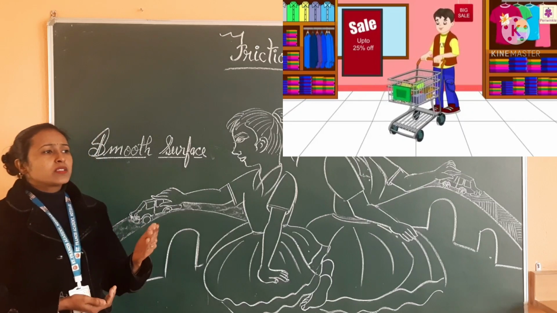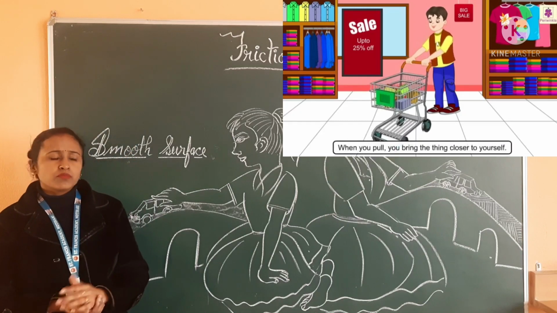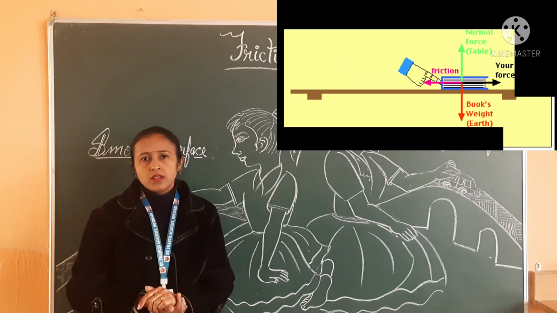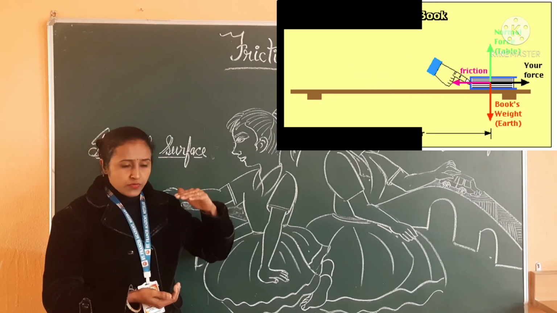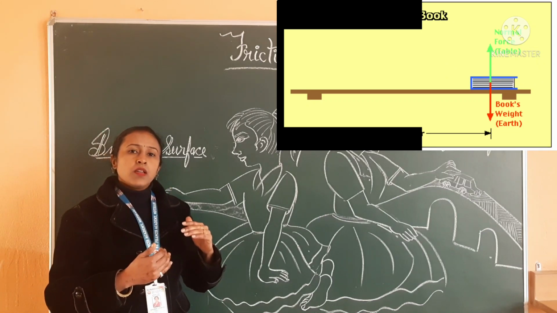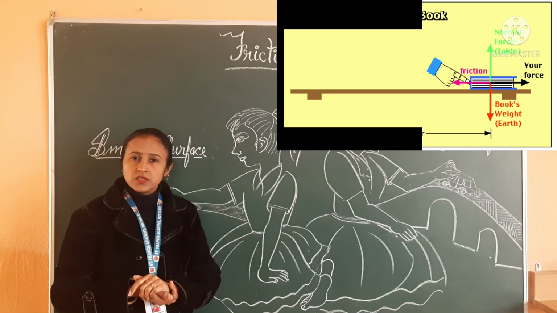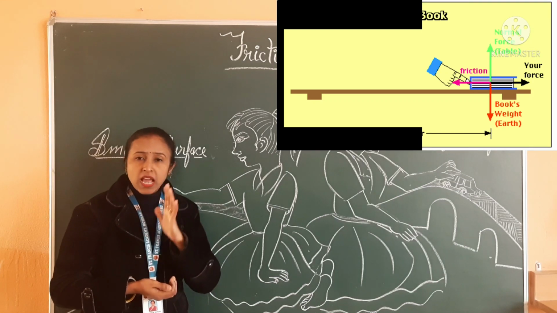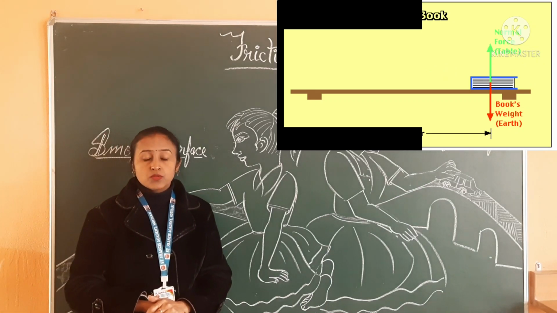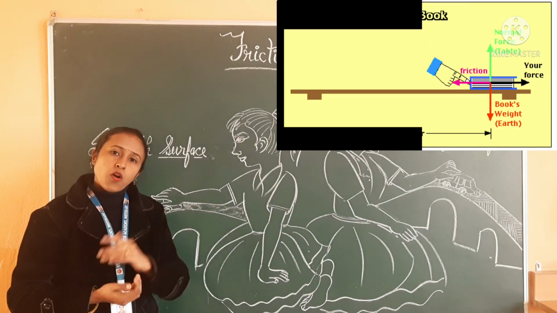Various examples from our day-to-day life are shown in your book. For example, a book is kept on the table, and when we move that book on the table, frictional force occurs. That force is in the opposite direction of the movement, so if we push that book, after some time the book stops. So we can say that frictional force is in the opposite direction of the moving object.